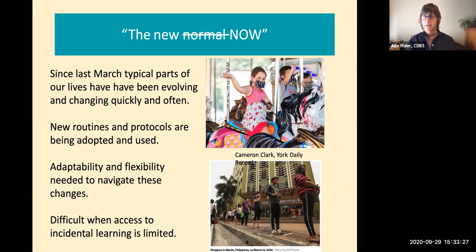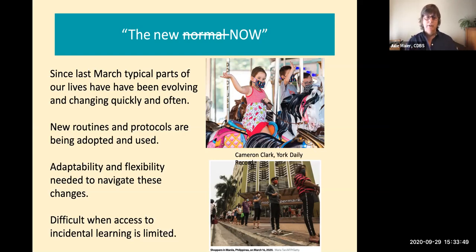like go to an amusement park with your kids, but now everyone can sit on every other horse and kids have to have their masks on. And when you go to the grocery store, you have to stand in line and you have to notice where those markers are on the sidewalk so that you're standing 6 feet apart and have your mask on.